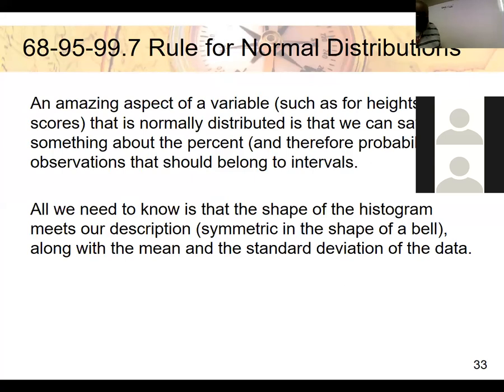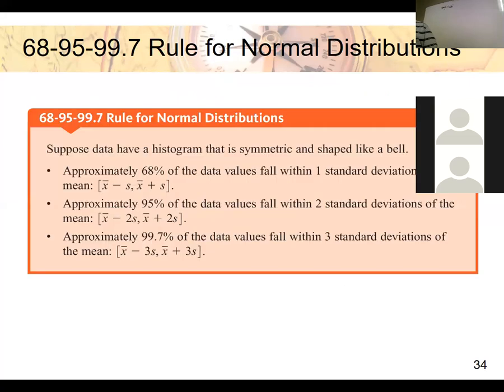Okay. An amazing aspect of a variable such as heights or test scores that is normally distributed is that we can say something about the percent, and therefore probability, of observations that should belong to intervals. So here, the only thing we need to know is that the shape of a histogram meets our description, along with the mean and the standard deviation of the data. All right, so here is that rule for normal distributions.